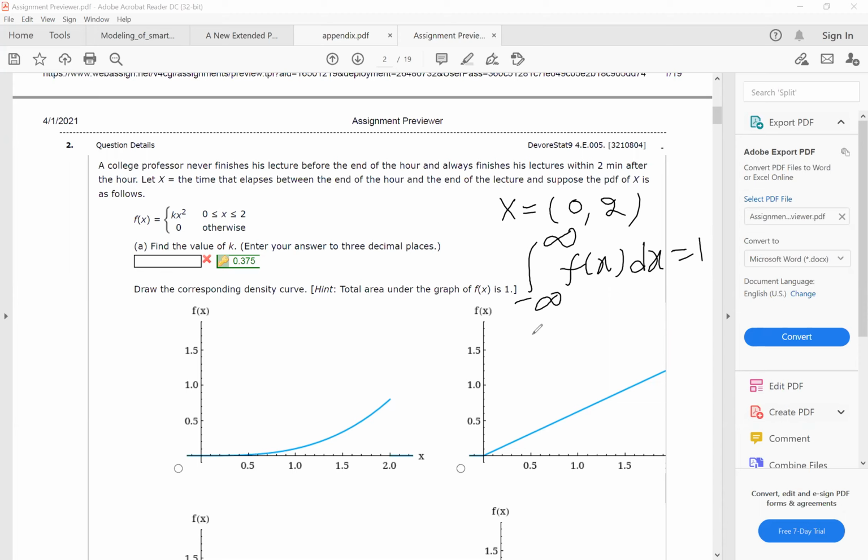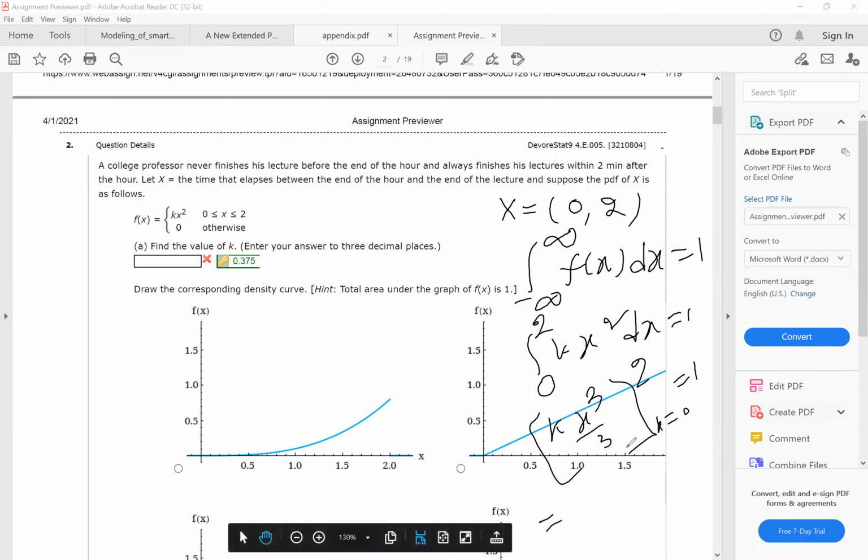So our function is the integral of kx squared dx, which is 1. Now the lower limit of x is 0, and the upper limit of x is 2. We have to integrate this one. If you integrate, it will be k times x cubed over 3, with x from 0 to 2, equal to 1.